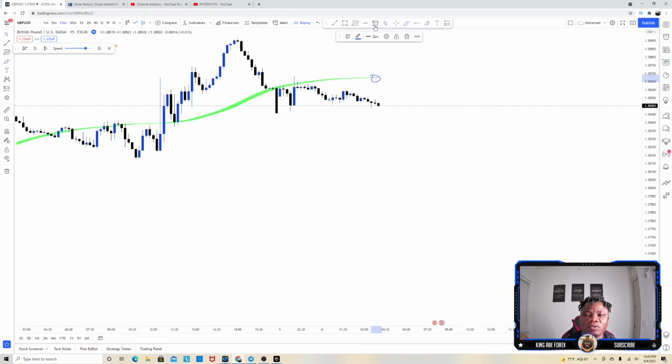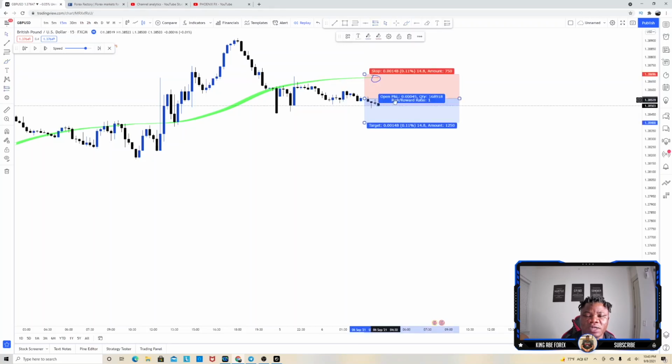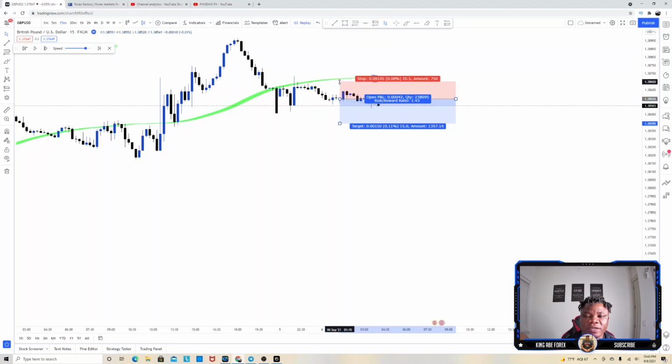So now we're going to have our entry right there, and we're going to have our stop loss right above this previous high right over here. We can have that right there for 10 pips, and we're going to target 2 times our risk to reward ratio. That's what I recommend you guys to target as your take profit. We're going to target 2 times our risk to reward ratio.